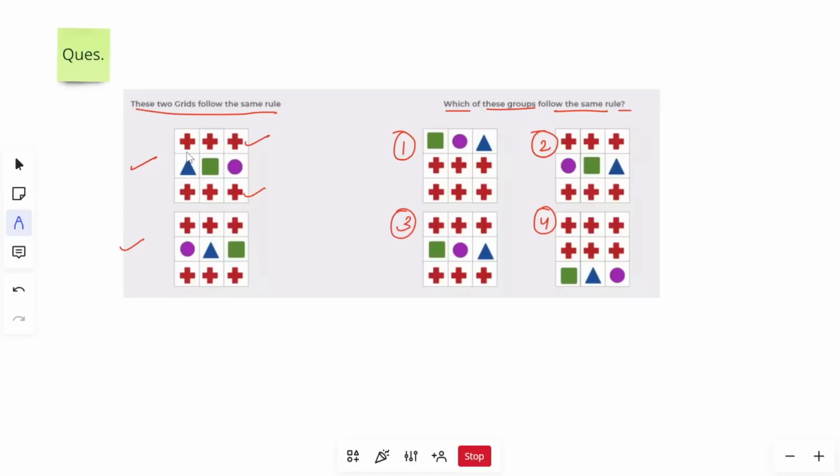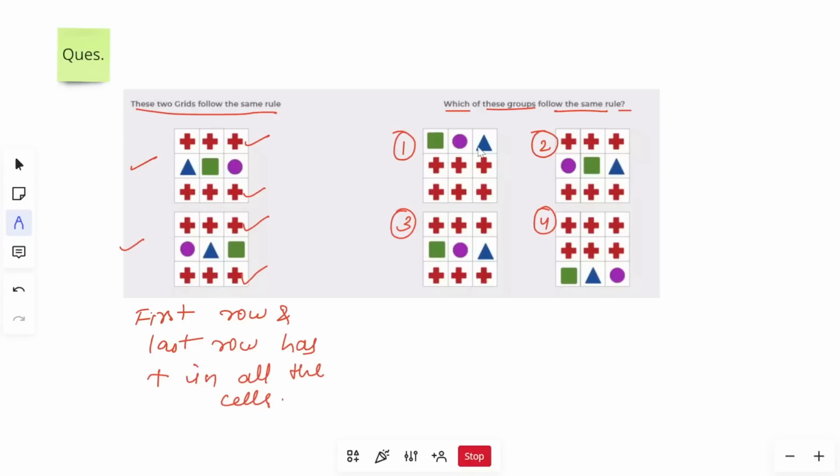See now, in the first row and the last row we have plus here. Here also, in the first row and the last row we have plus. So the logic is that the first row and last row have plus in all the cells. Based on this rule we have to find out the answer.